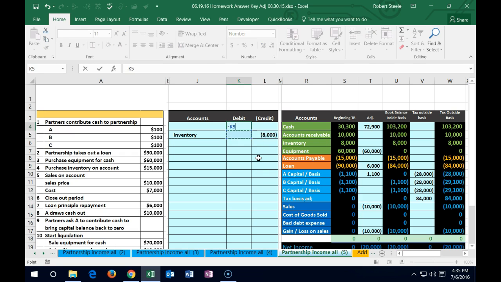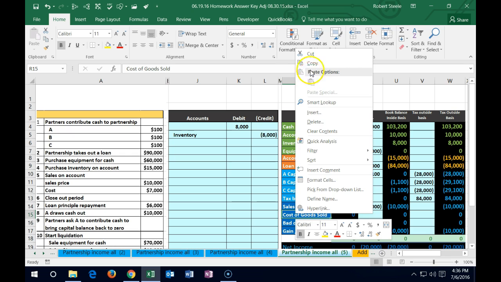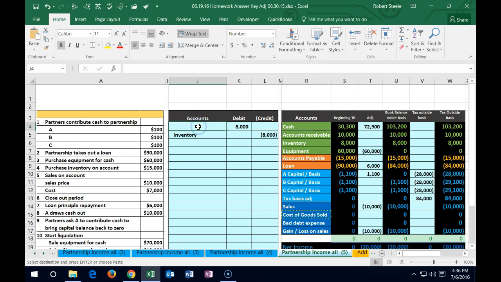Then we're going to debit something for 8,000. That's going to be the expense related to the use of the inventory called cost of goods sold. So I'm going to copy cost of goods sold, put it up top in J4, right click and paste it, 1, 2, 3. All right, so we're going to post this out now.